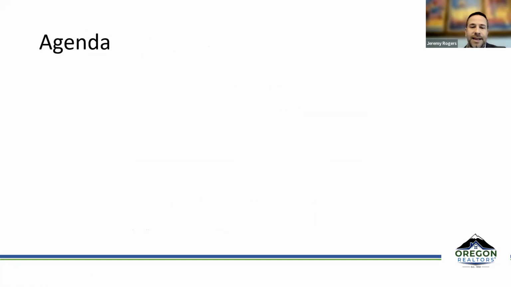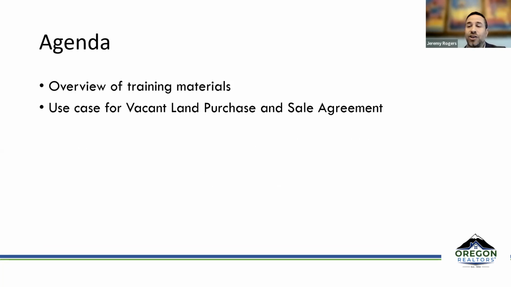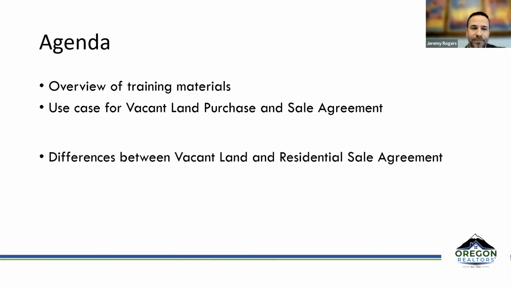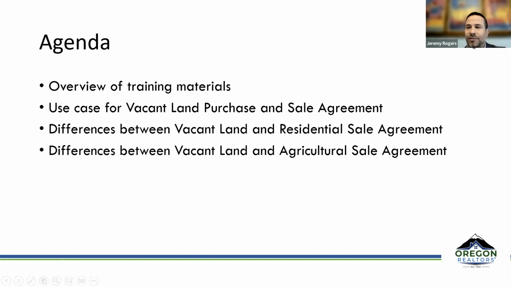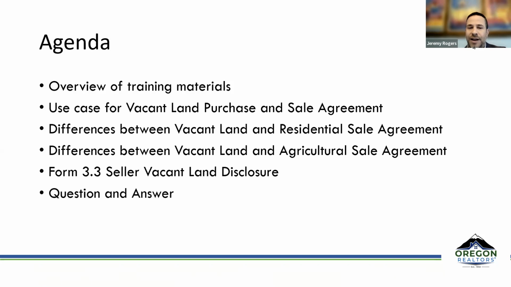Okay, so what we want to cover today, first, we're going to just give you a brief overview of some additional training materials that are available to you in addition to this course that you're taking today. We want to talk about the use case for the vacant land purchase and sale agreement, and especially the use case for a vacant land agreement as compared to the residential agreement or the agricultural agreement. We're going to talk about the differences between the vacant land agreement and the residential agreement. We're also going to talk about differences between the vacant land agreement and the agricultural sale agreement. We're going to talk about our Form 3.3 vacant land disclosure, and then we'll do Q&A.